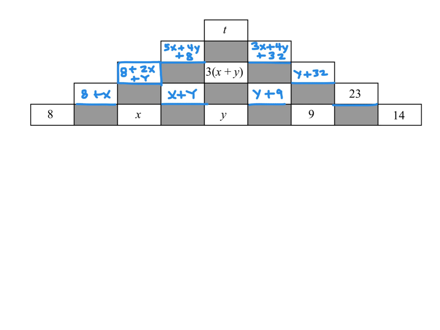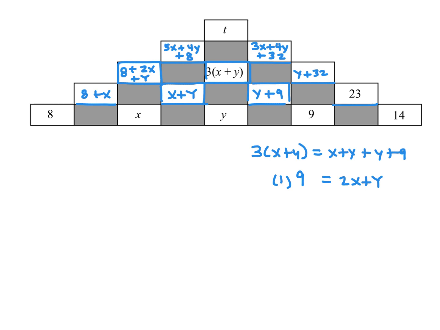Okay, so now that we have that filled in, we now start making equations here. Well, this guy is equal to this box and this box. So let's put that in. 3x plus y is equal to x plus y plus 9. So when you simplify this, it becomes 9 is equal to 2x plus y. And I'll just call that equation 1. My hope is that I will need it later on.